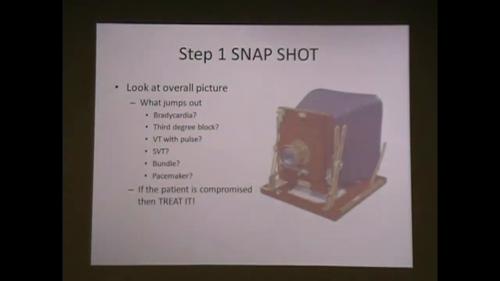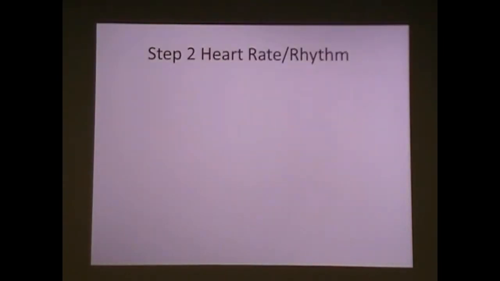If the patient is compromised, treat those things. You're generally not going to see that on your 12 lead. You're going to see that on your rhythm strip. But treat those things and then go from there if they're compromised. If not, evaluate the EKG further if you have time and the patient's condition allows.